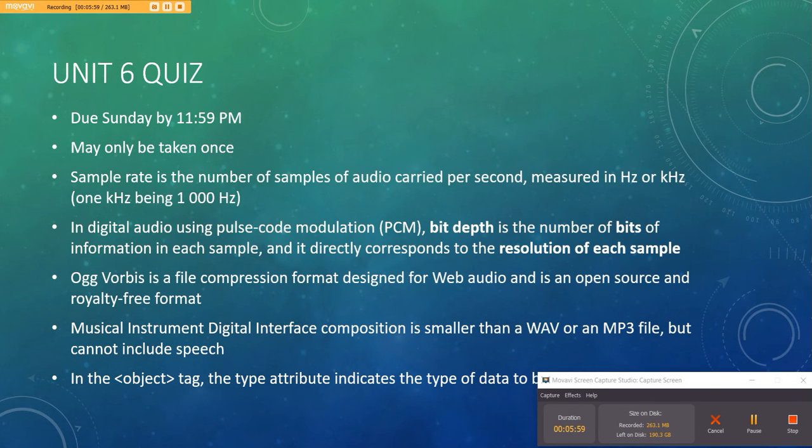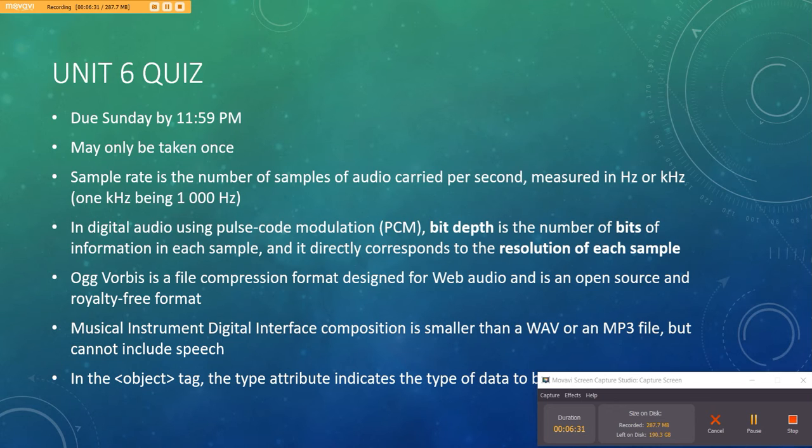So the Unit 6 quiz is due Sunday, may only be taken once. Sample rate is the number of samples of audio carried per second, measured in hertz or kilohertz, 1 kilohertz being 1,000 hertz. The digital audio using pulse code modulation, PCM, bit depth is the number of bits of information in each sample, and it directly corresponds to the resolution of each sample.